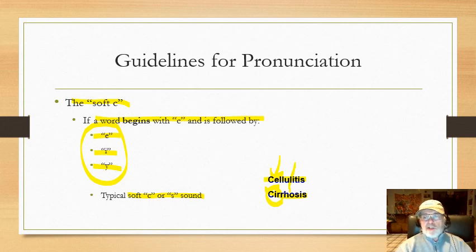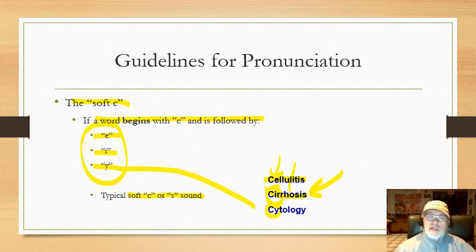When we talk about the GI system later on in the semester, one of the unsung heroes of the body is the liver. It does some tremendous things that you wouldn't think about. So we need that, and people with cirrhosis have all kinds of problems. So that's cirrhosis again, that S sound, soft C. Cytology. Here's a C followed by a Y. Cytology, the study of cyto, cells, is the study of cells. So that's that soft C sound.